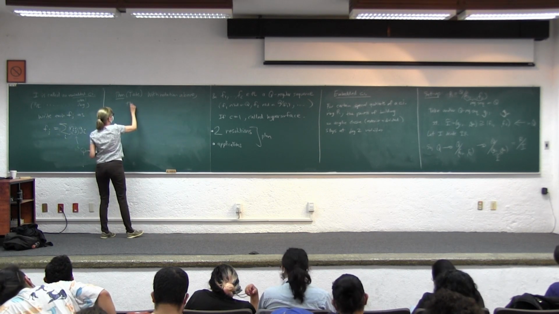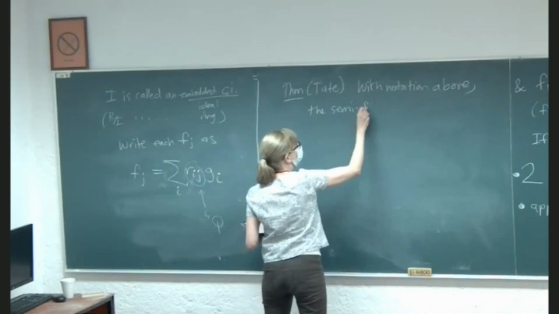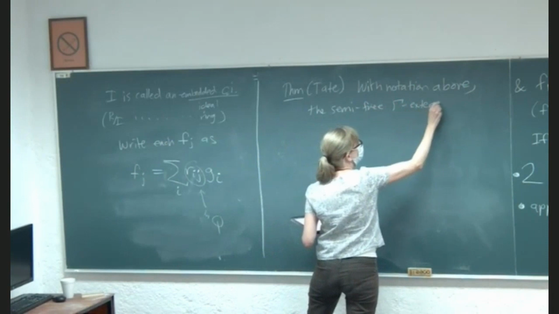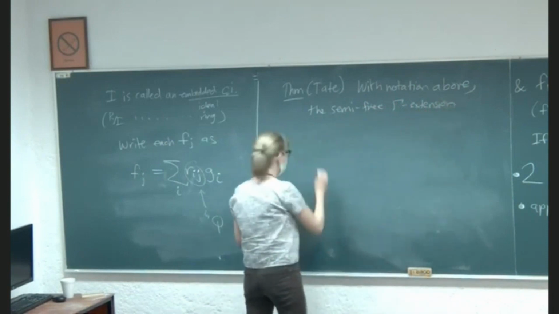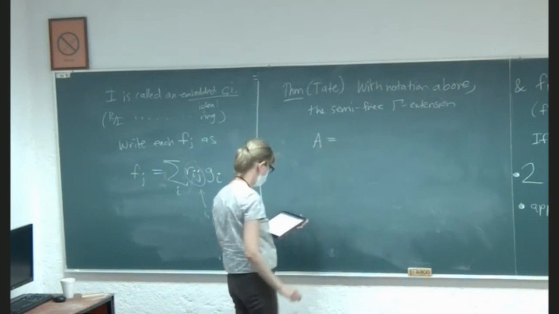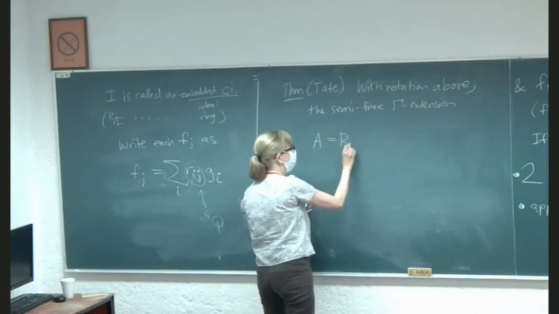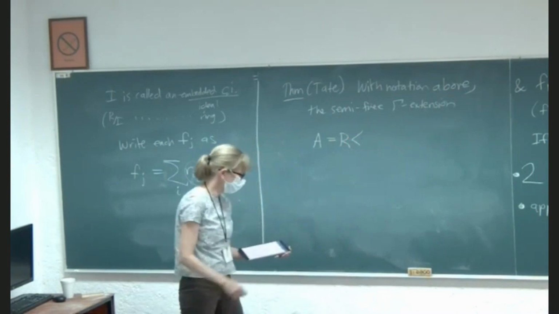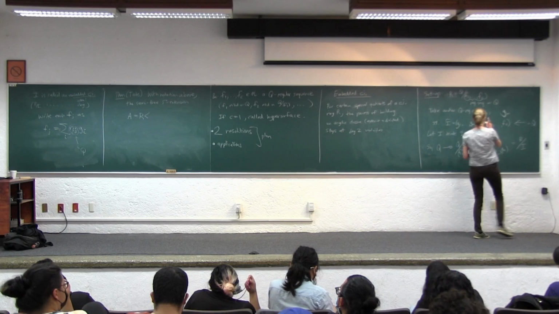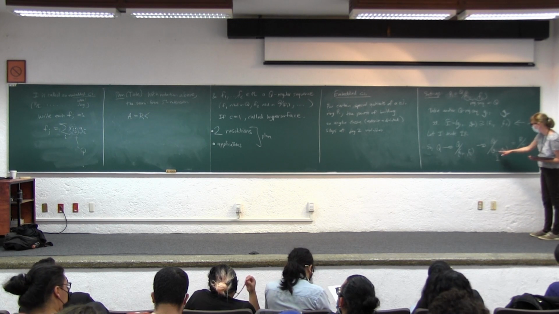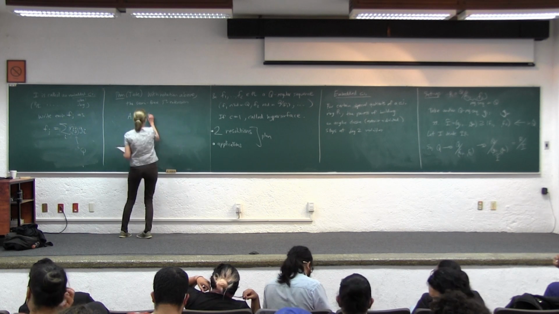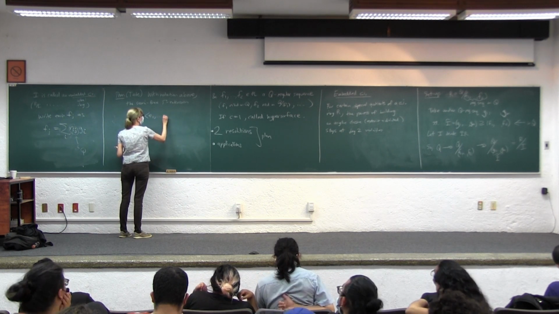the semi-free gamma extension A, so I'm going to call it A just for convenience. So take R. The first thing we usually do is try to adjoin degree 1 variables to kill these generators, G1 through Gm. So let's adjoin E1 through Em.